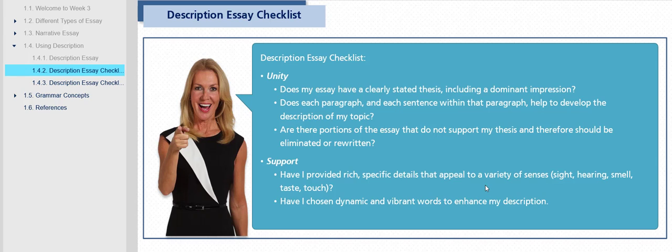Support. Have I provided rich, specific details that appeal to a variety of senses: sight, hearing, smell, taste, touch? Have I chosen dynamic and vibrant words to enhance my description? If you don't know a lot of English and you get stuck on what adjectives to use, you can always Google adjective words, and then you're going to get an entire dictionary. You can also use the thesaurus as well.